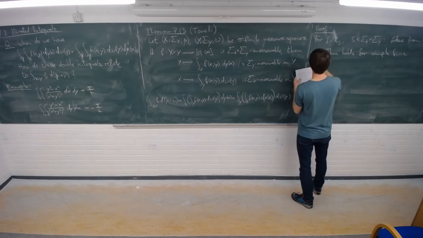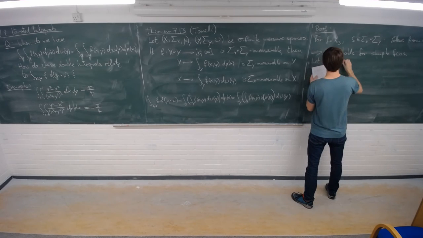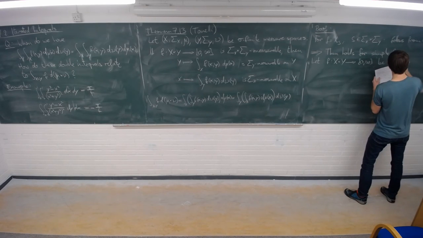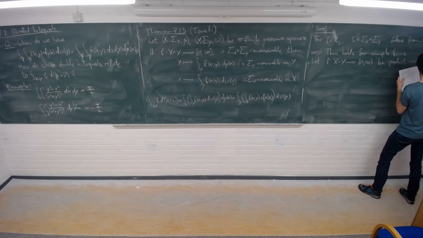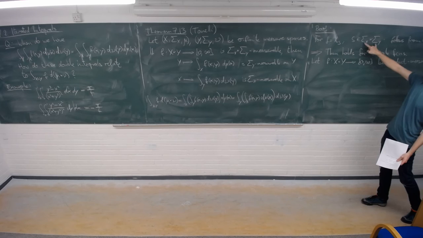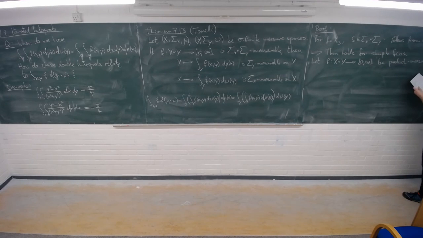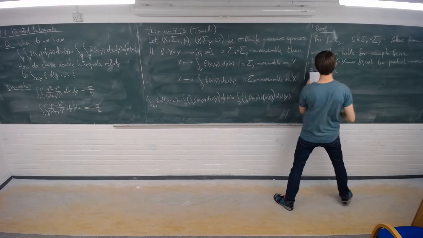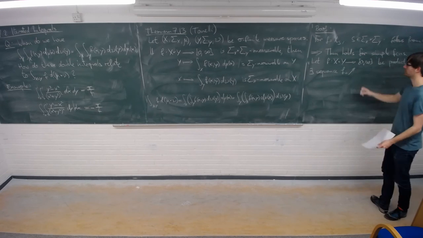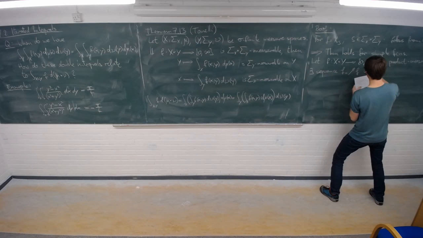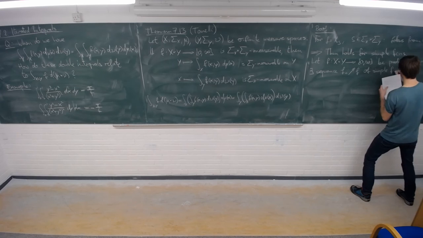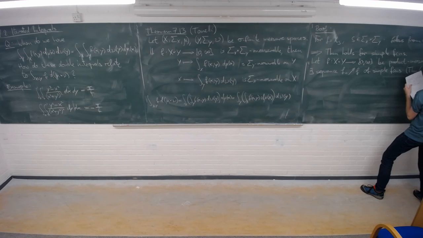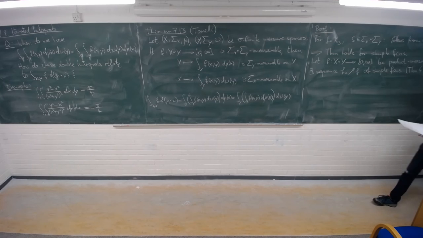And now take a measurable function. Let f from X times Y to [0, infinity] be product measurable, so measurable with respect to sigma X times sigma Y. Then, just by measurability, we know that there exists a sequence of simple functions which is increasing and converges to f pointwise. That's Theorem 4.13. That gives us this increasing sequence of simple functions.